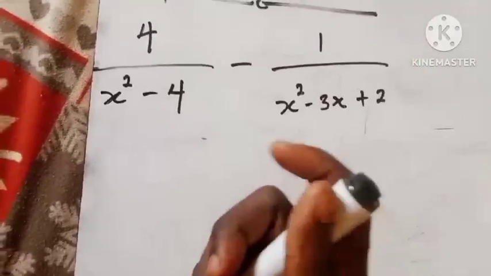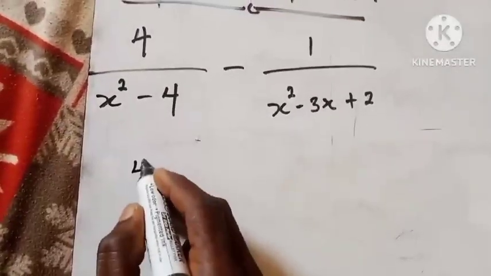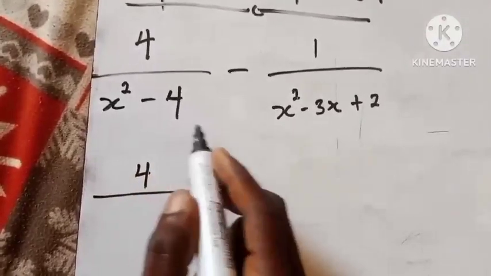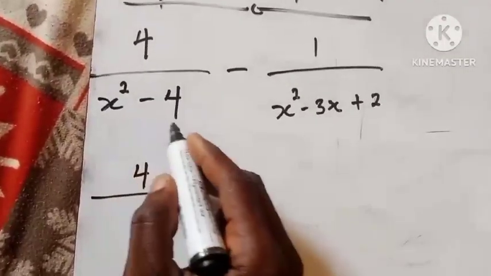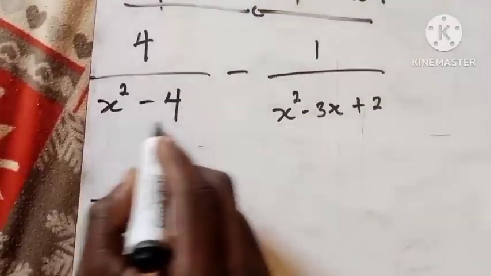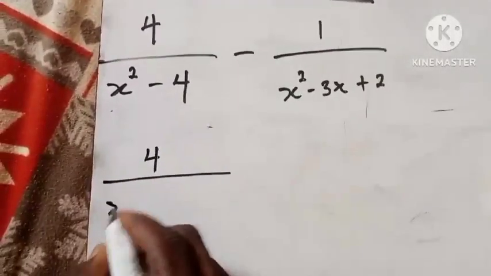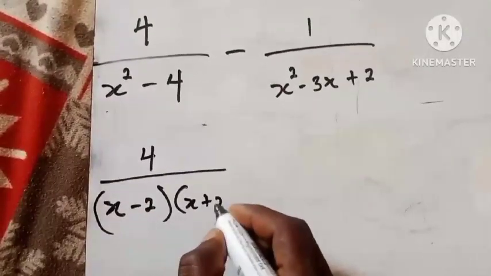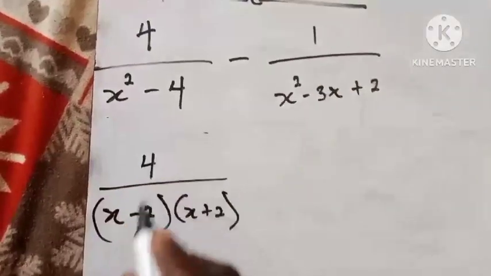Now this requires you to know that this one here is maybe a difference of two squares, or maybe let's say quadratic. If you know how to solve quadratic equations, that is okay. So applying that method on this one here, we are going to have x minus 2 as well as x plus 2, right? So simplification of this gives us something.